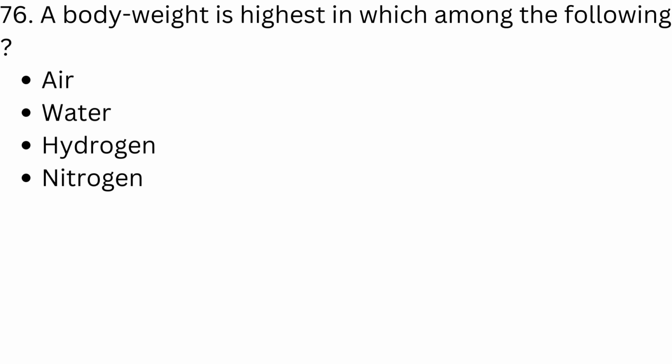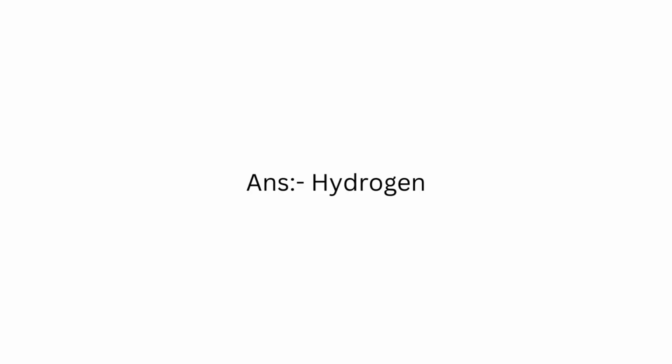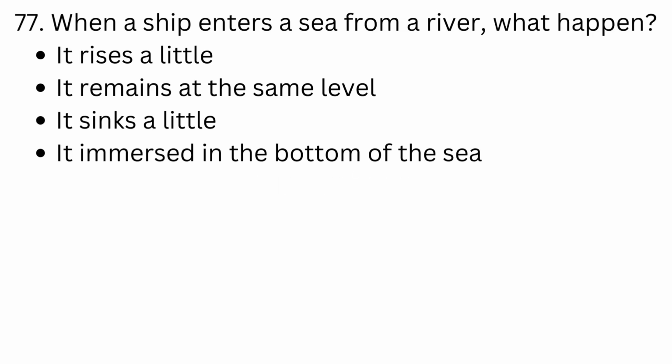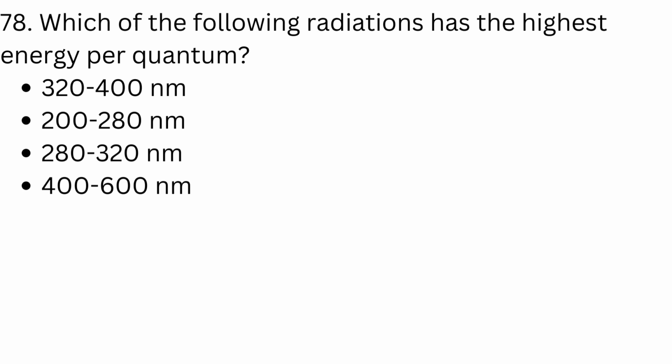Next question is: a body's weight is highest in which of the following? Options are air, water, hydrogen, and nitrogen. And the right answer is hydrogen. Next question is: when a ship enters a sea from a river, what happens? Options are it rises a little, it remains at the same level, it sinks a little, it emerges in the bottom of the sea. And the right answer is it rises a little.